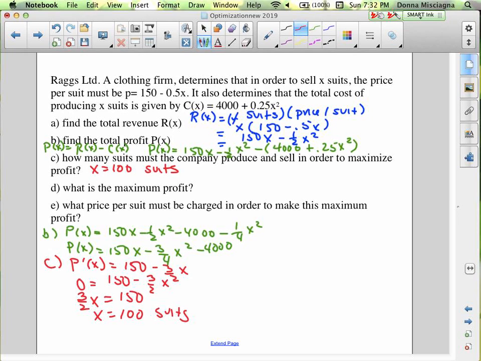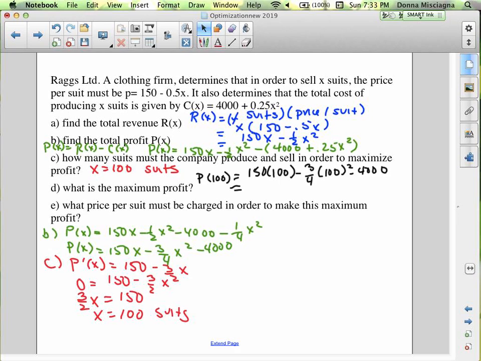What is the maximum profit? We'll just plug that back into the profit equation. So P of 100 equals, it's right down here at B, 150 times 100 minus 3/4 times 100 squared minus 4,000. And I'm just going to use a calculator, and I'll tell you how much that is.